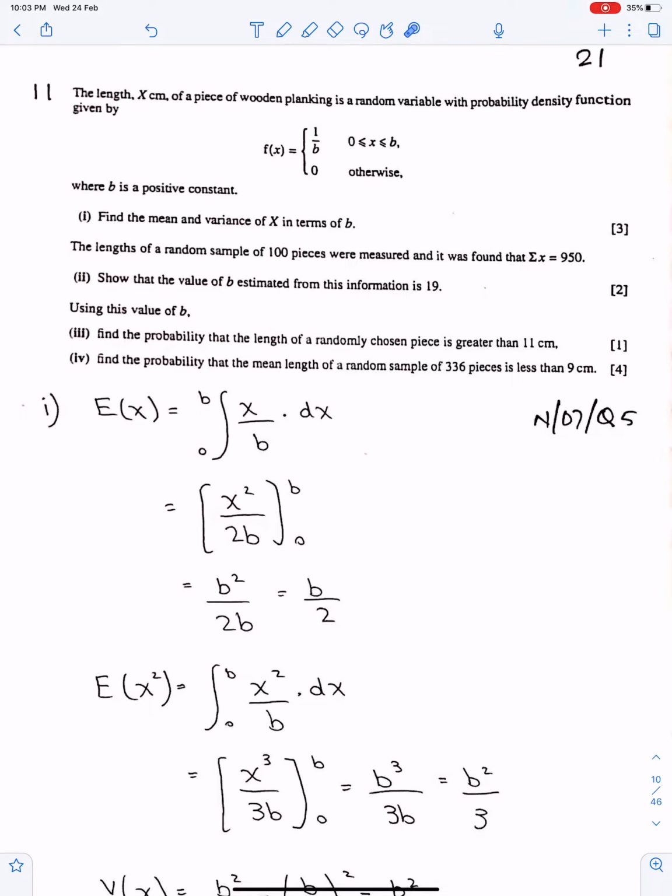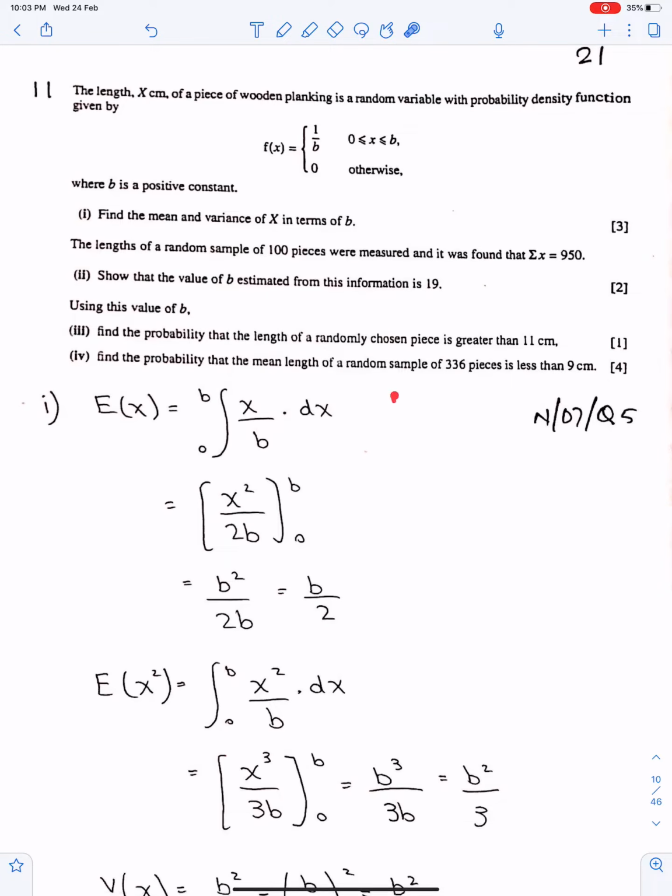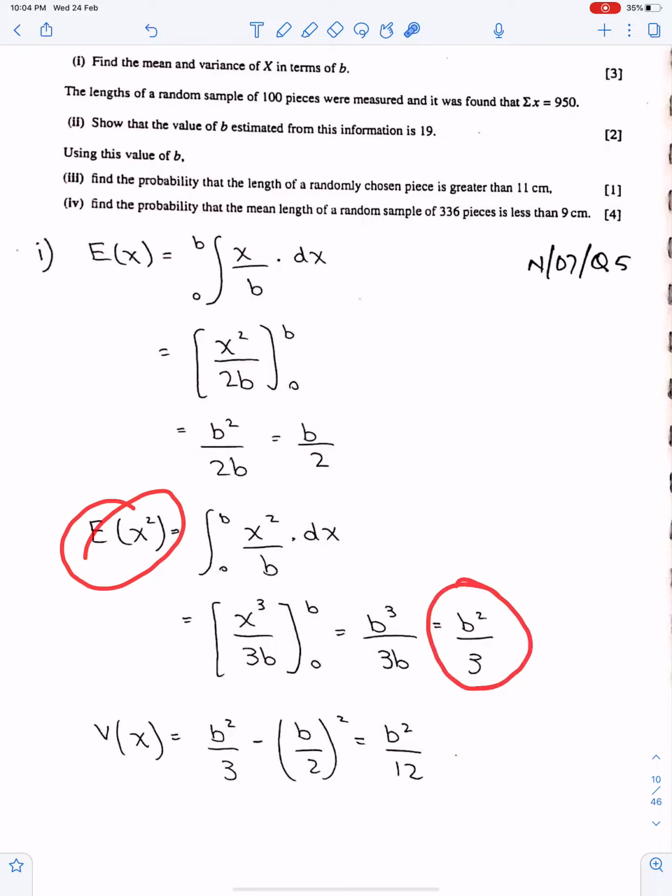Number 11. First, we need the mean and variance in terms of b. For the mean, use the formula integral of x f of x dx and get the mean. So according to that formula, we have this information. When you integrate this, you'll get x square upon 2b, so the mean is b upon 2. For the variance, we must find E of x power 2. First, work for this. So the answer of this is b square upon 3.